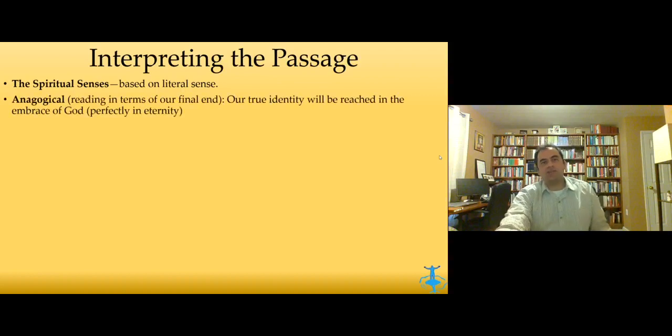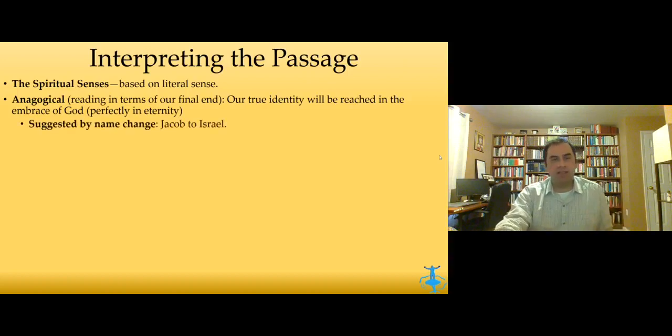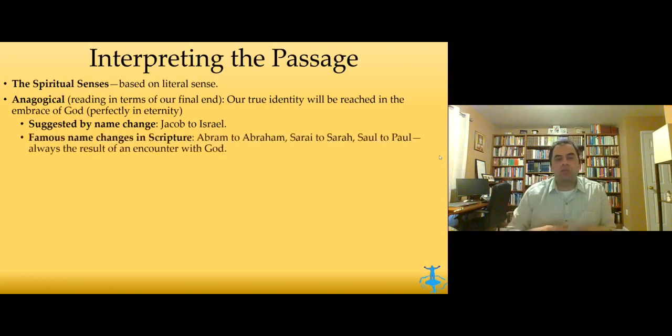So then finally, the anagogical sense. So how do we read this passage in terms of what our final end is? And I think the result of the wrestling match and Jacob receiving this new name suggests that our true identity, right, will only be reached in, or will only be perfected in the eternal embrace of God in heaven. So again, I think this is suggested by the name change of Jacob to Israel. We often see name changes in scripture, and each of those name changes happens after an encounter with God.